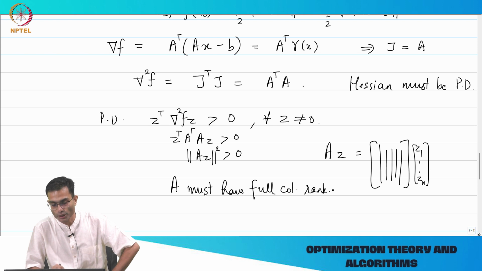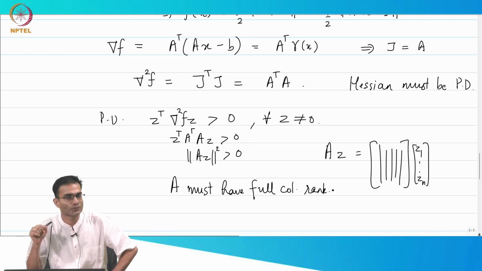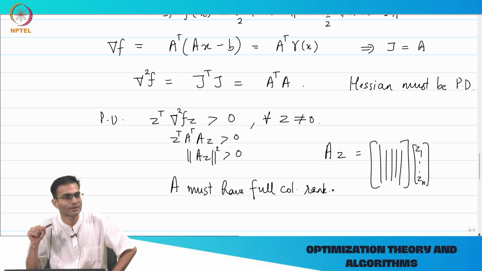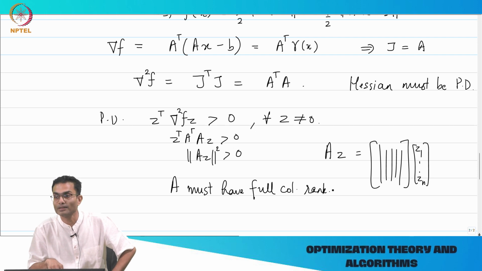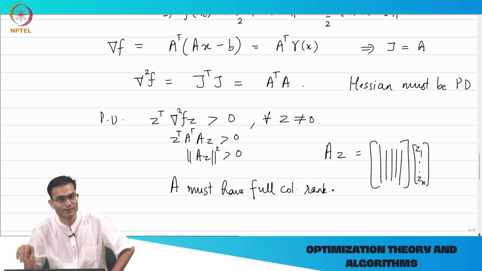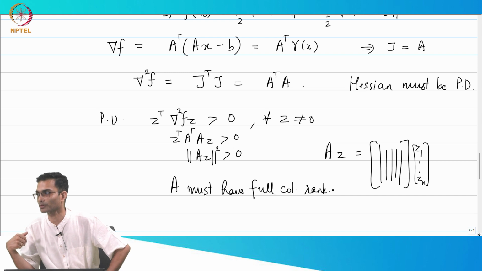Correct. So that's a good point. Ruben has asked a good question. It depends on how you chose the data points. If you had a bad strategy, you could have duplicate points, for example, or you may still have it full column rank, but the condition number may be bad. We'll come to that analysis later, right? So choice of data points is important.